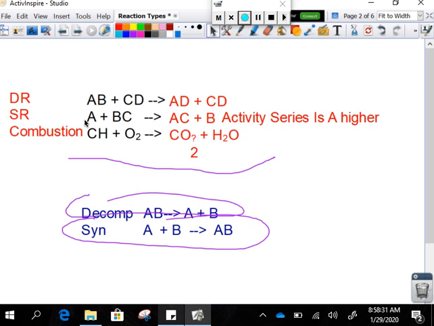Now, at this point in the worksheet, I've only got two types of equations left. So I'm either going to be thinking this is single replacement or this is double replacement. And I'm going to go ahead and label all of the remaining ones as I go through. So if I see a single element, I'm going to label it as a single replacement. If I see two compounds, I'm going to label it as a double replacement.